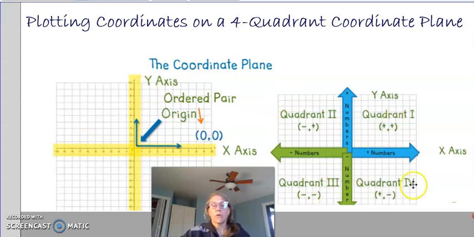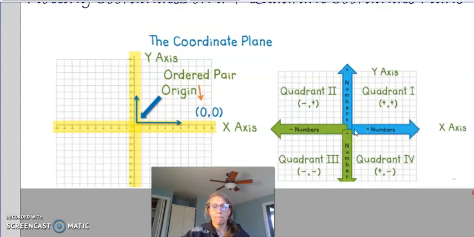Here are the 4 different quadrants. This is quadrant 1. It is a positive quadrant. Everything that gets plotted in this quadrant, both the x-coordinate and the y-coordinate, are positive. Quadrant 2, the x coordinates are all negative because we're on the negative part of the x-axis, and the y values are all positive because we're on the positive part of that y-axis.